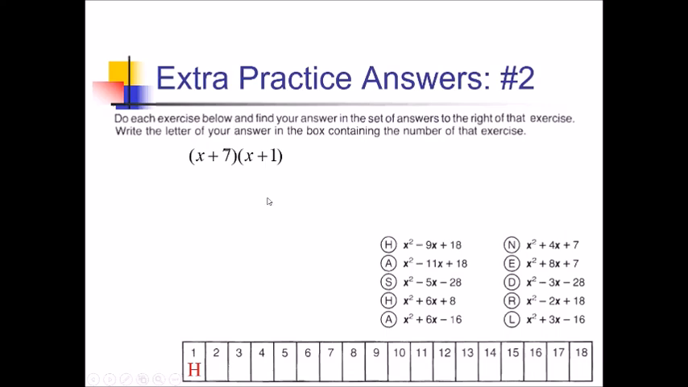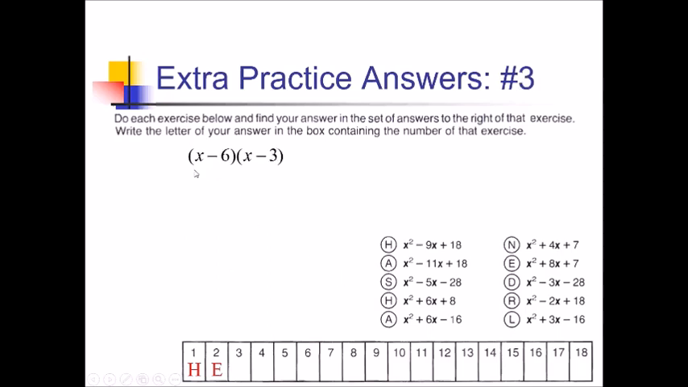Here we go with number 2. We got x times x, that's x squared. X times 1 is 1x. And then 7 times x is 7x. 7 times 1 gives us 7. Combining like terms, we've got x plus 7x. That's going to be 8x. So x squared plus 8x plus 7. And it looks like that's going to be answer choice E. So E goes in box number 2.